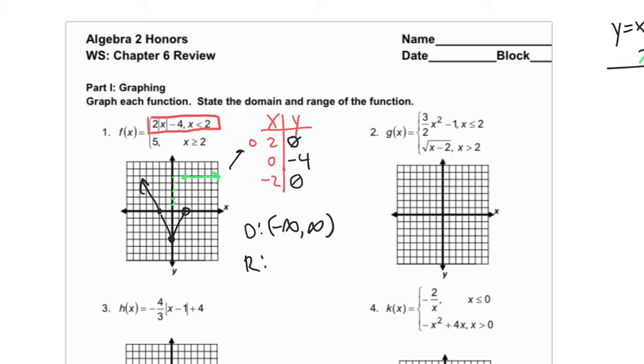The range would take into account the lowest point, which is this, that's negative 4. So it goes from negative 4 all the way up. Hopefully that makes sense. So that would be a range of negative 4 included, which is why it gets brackets, and then it goes all the way up. All right.